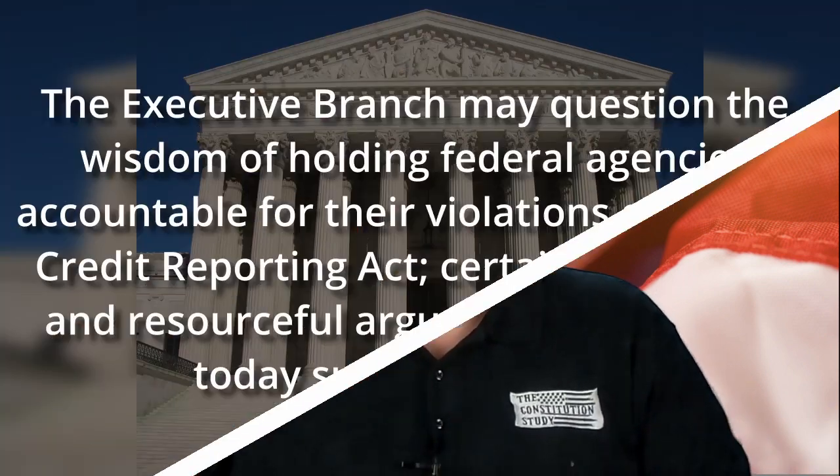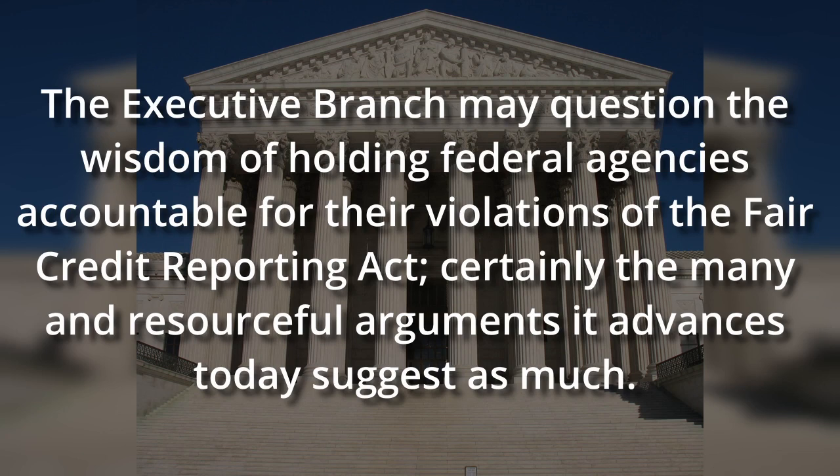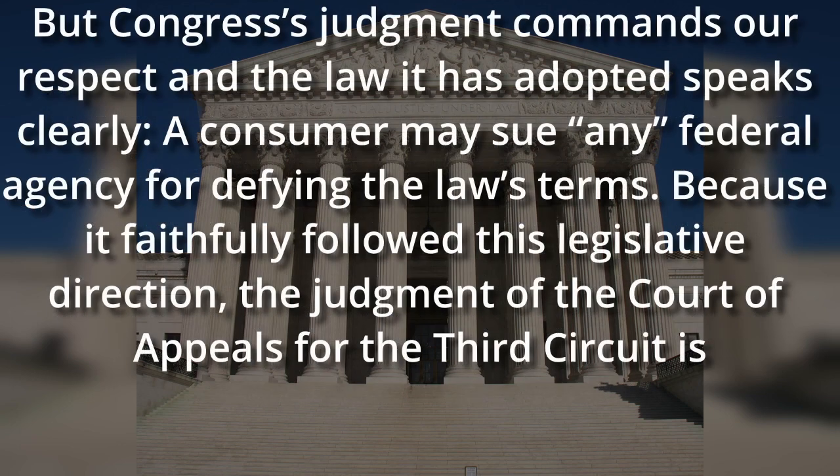While the Supreme Court notices that the circuit courts are split, it's not on the question of sovereign immunity, but whether Congress had waived said immunity under FCRA. Now, the court gave a unanimous opinion written by Justice Gorsuch. "The executive branch may question the wisdom of holding federal agencies accountable for their violations of the Fair Credit Reporting Act. Certainly, the many and resourceful arguments it advanced today suggest as much, but Congress's judgment commands our respect, and the law it has adopted speaks clearly. A consumer may sue any federal agency for defying the law's terms because it faithfully followed this legislative direction. The judgment of the Court of Appeals for the Third Circuit is affirmed."